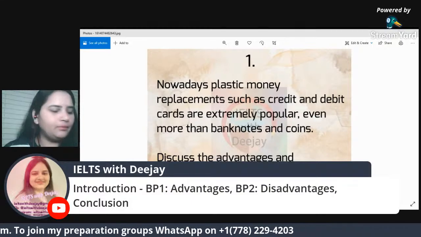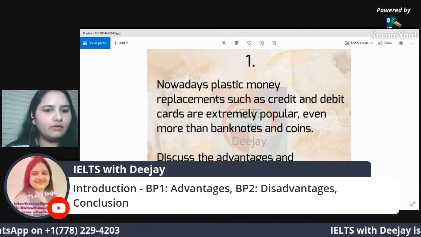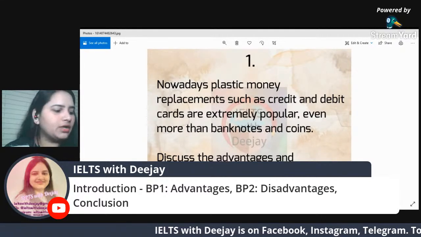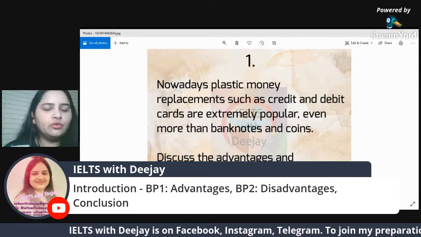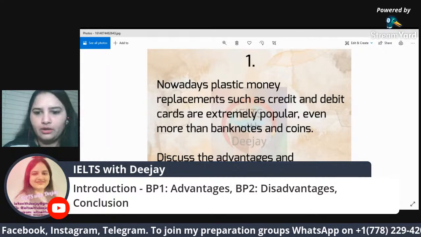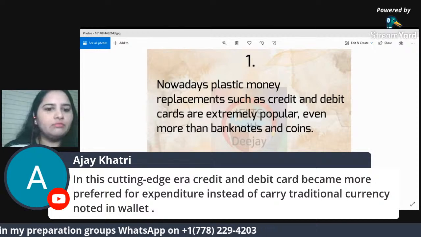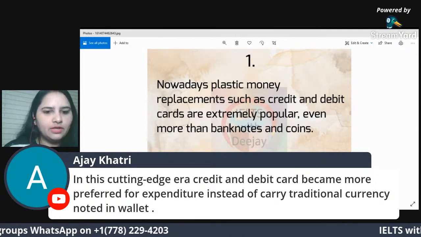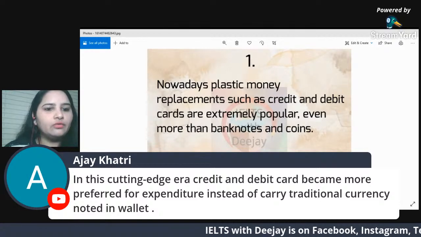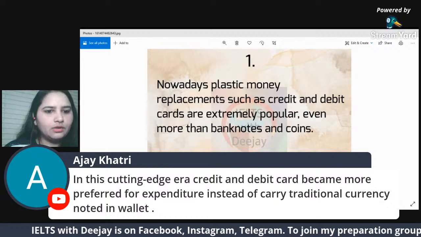This is the format. You have to write the introduction. Then in the BP1, that is the body paragraph 1, you will write the advantages because they are talking about advantages. Then in the BP2, you will write the disadvantages, two of them, and then you will write your conclusion. Okay. In this cutting edge era, credit and debit card became more preferred for expenditure instead of carrying. You will write carrying. You will use a gerund here. Carrying traditional currency noted in wallet.